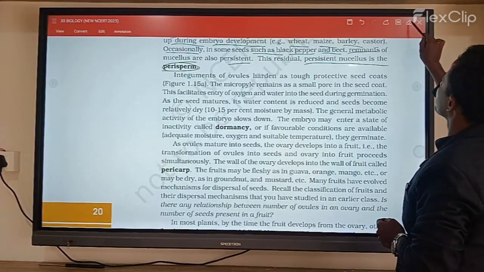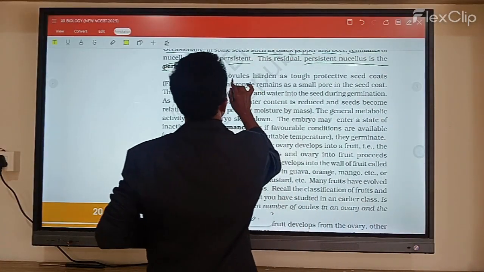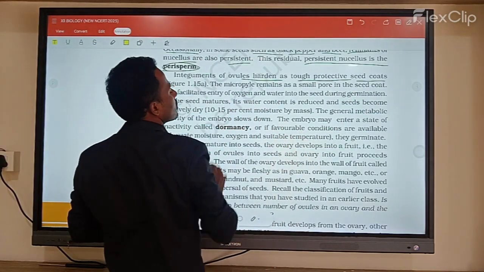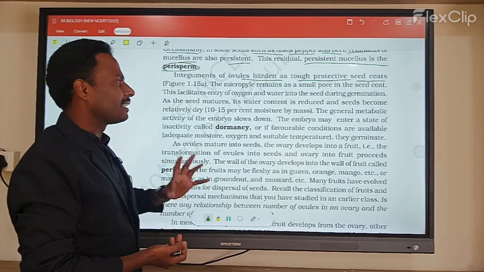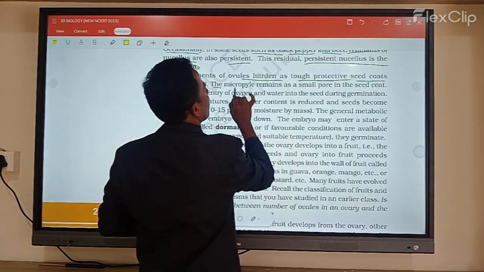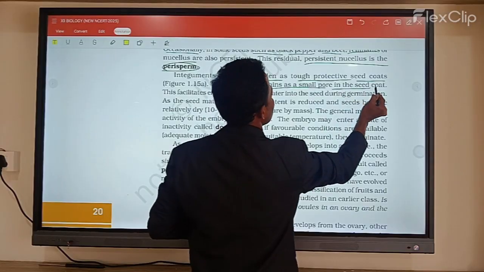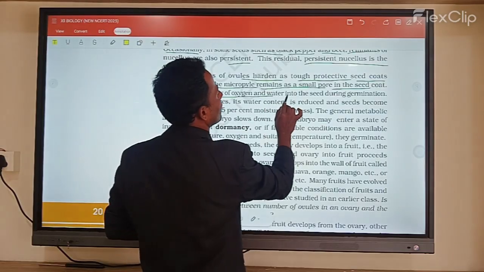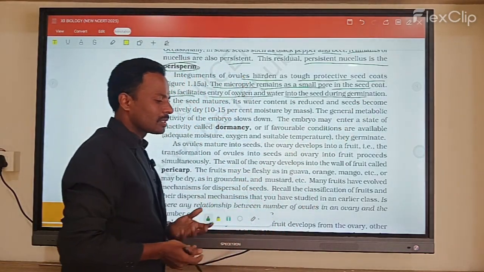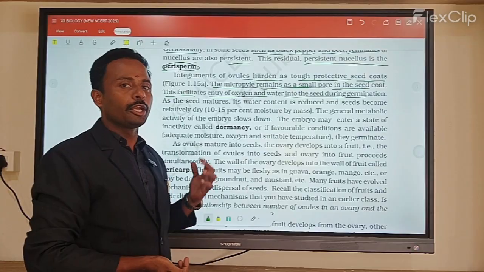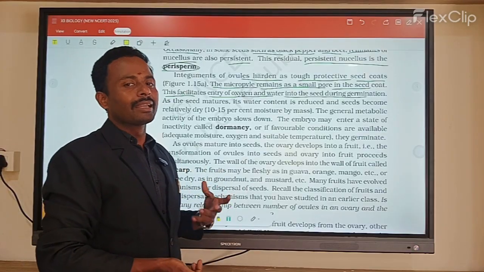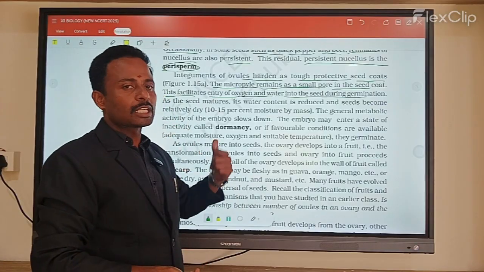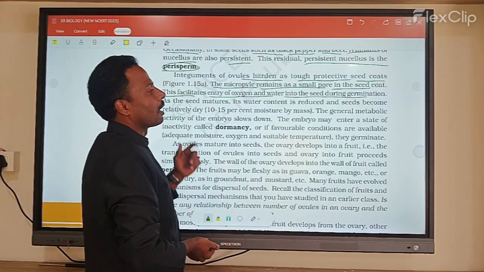Next, the integuments of the ovules harden into the protective seed coats. So here the integuments act as what? They are the protective layers. Next, the micropyle remains, a small pore present in the seed coat, which facilitates the entry of oxygen and water into the seed during germination. So when the seed germinates, it requires air, water and gases, oxygen, carbon dioxide, whatever. These are transported with the help of the small pore.